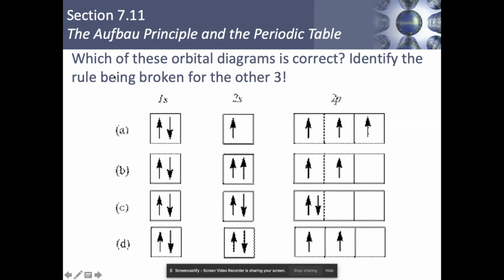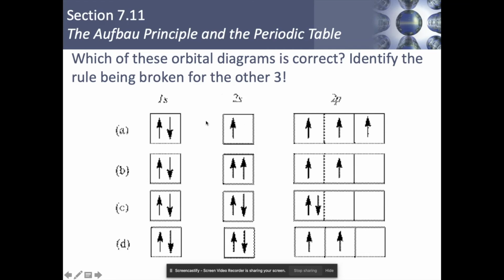So now let's take a look at this. Which of these orbital diagrams is correct? Three of them have mistakes, and 1 of them is totally acceptable. Can you point out which one, A, B, C, or D, is the correct one? Can you pick it out? And the answer is letter D. Letter D is the only one of these that is correct. And what rule is being broken for the other 3?